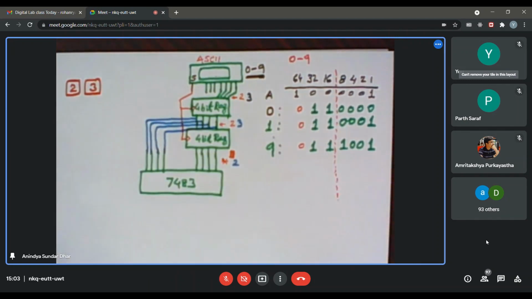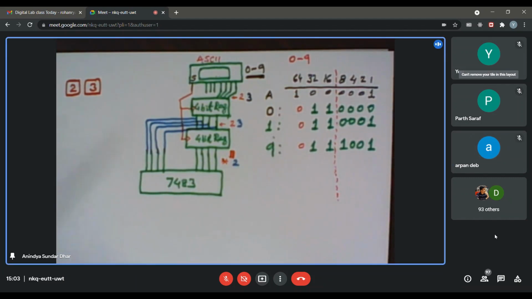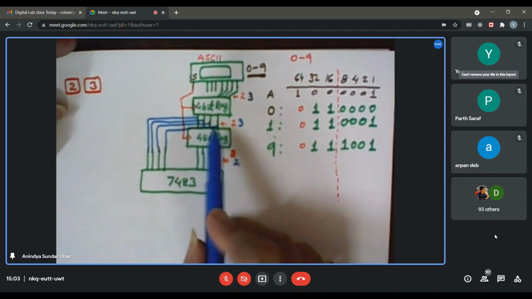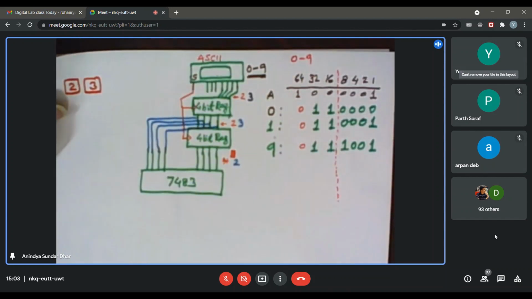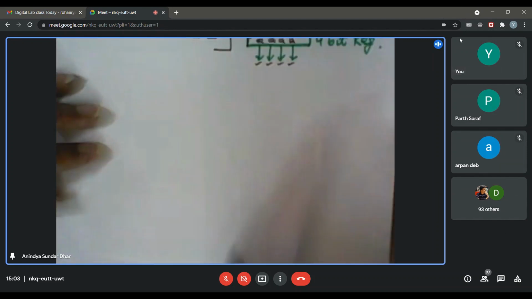Sir, can you explain again why there will be 2 in the last register output? So let me just redraw this portion somewhere else, because otherwise it will look clumsy. So I'm just drawing 2 4-bit registers, one after the other.